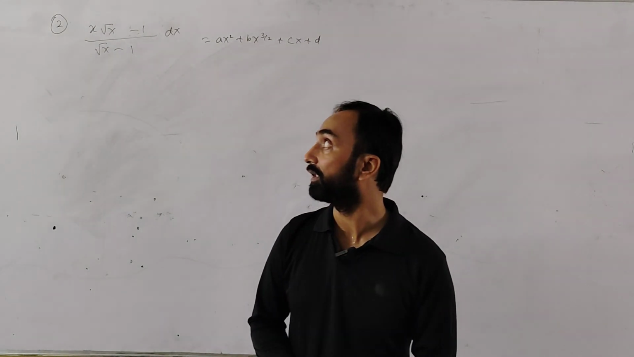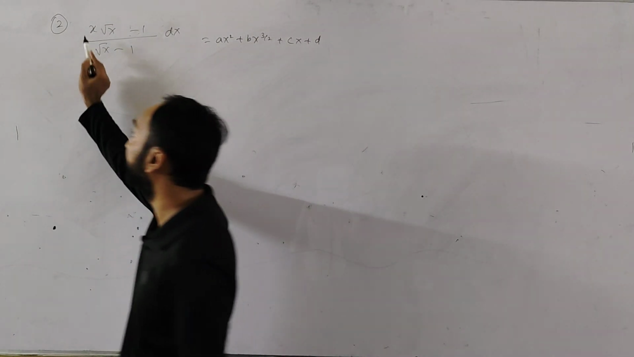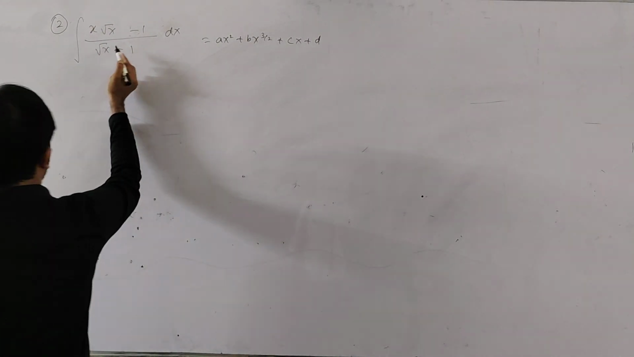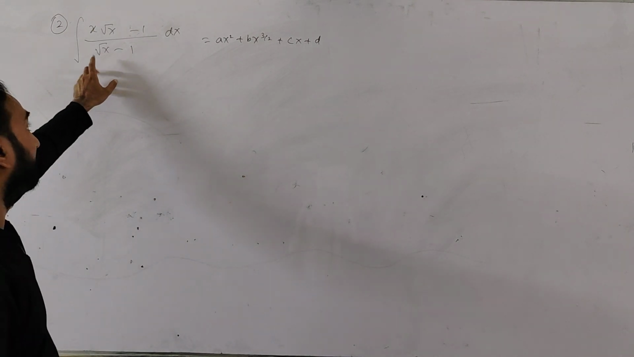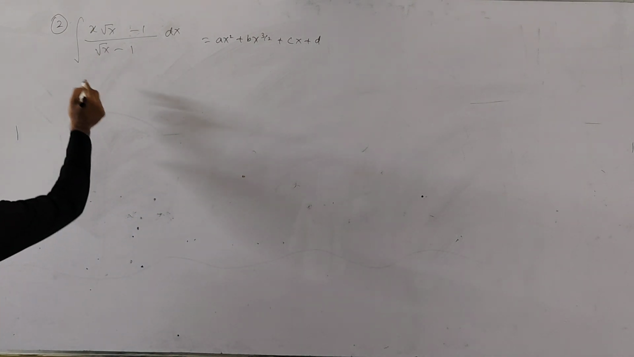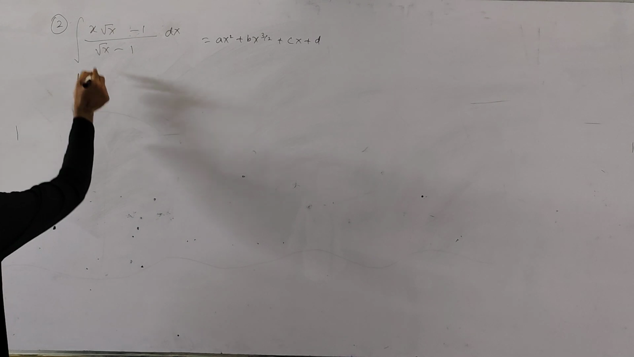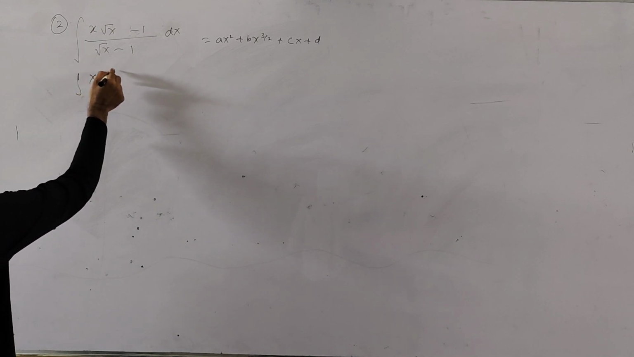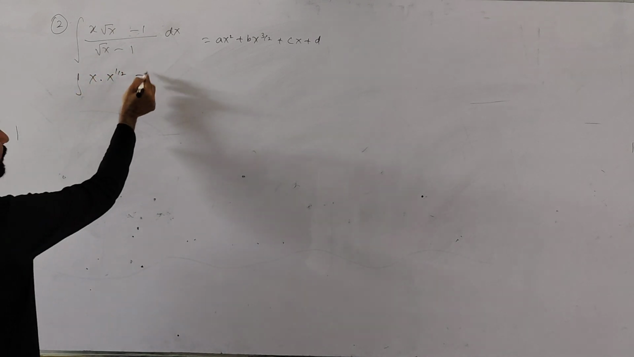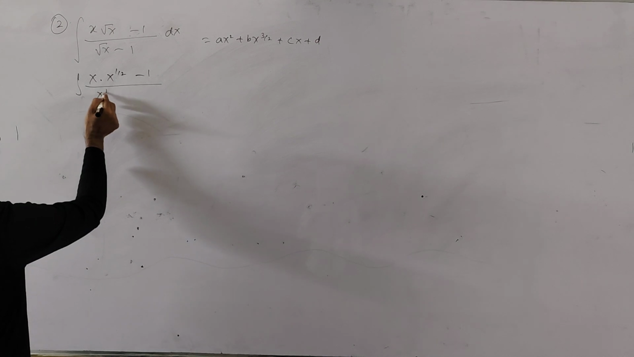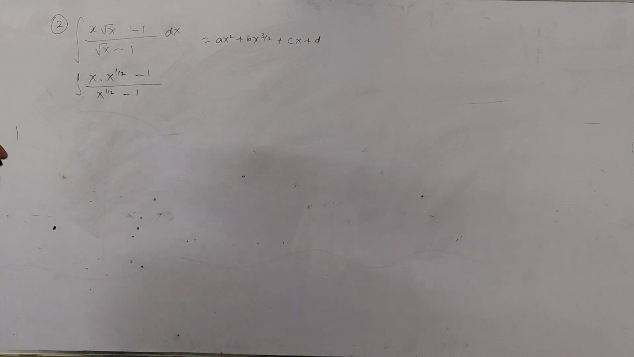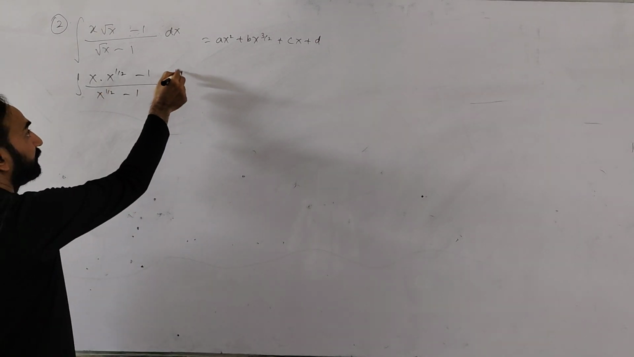So the next question of integration we have is the integral of x root x minus 1 divided by square root of x minus 1. So the first thing I can write is, x can be written as x only, and square root of x can be written as x to the power half, minus 1, divided by x to the power half minus 1, right? And dx will be written as it is.